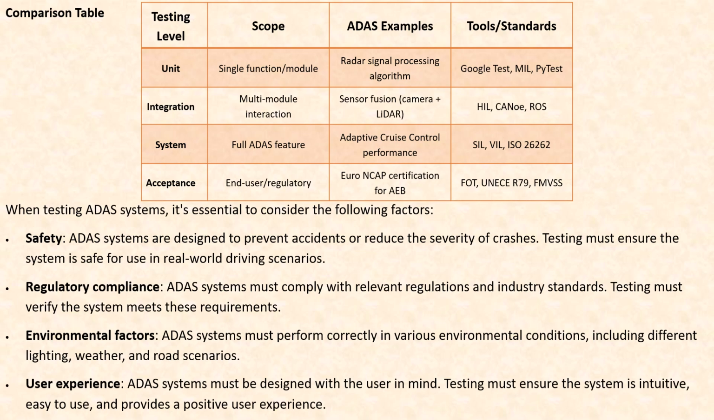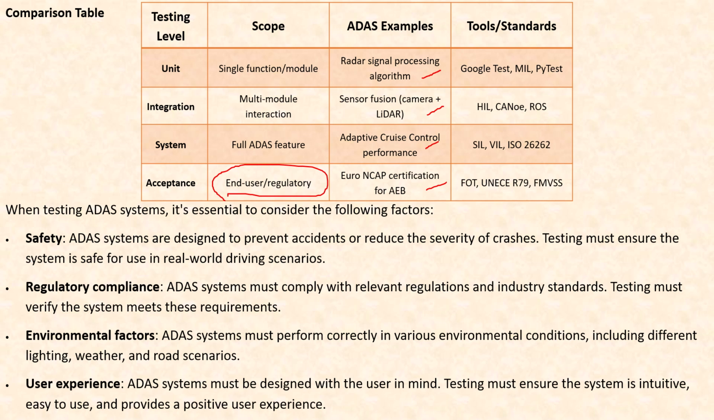Alright, now let's see the comparison table. I request all of you to pause the video here and see this particular testing in a very clear cut, lucid manner. For example, in unit, what is the scope? Single function module. Integration, multi-module. System, full ADAS feature. And for acceptance, it is end user regulatory. Now here it is clearly mentioning the ADAS examples. For a unit, it is only the signal processing algorithm. For integration, it is sensor fusion. And for system, it is the entire functionality, adaptive cruise control. And for the acceptance, it must meet the NCAP regulations or NCAP certifying protocols.